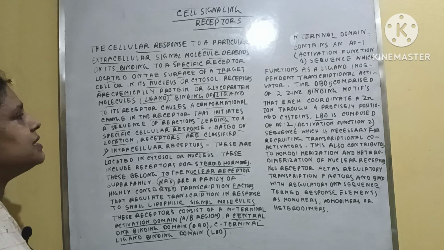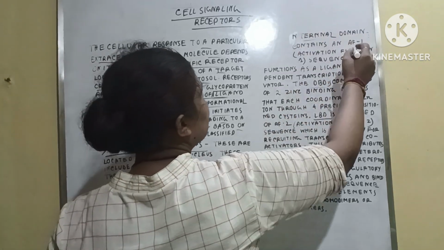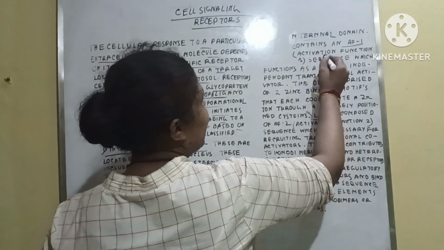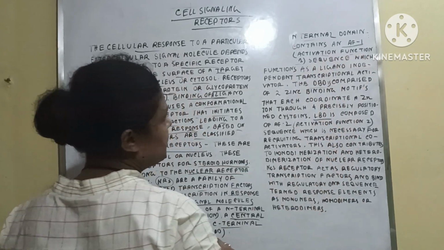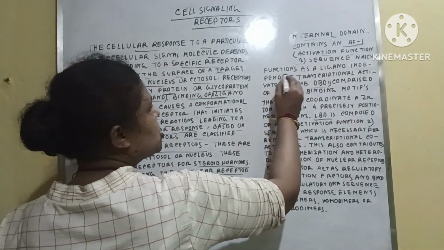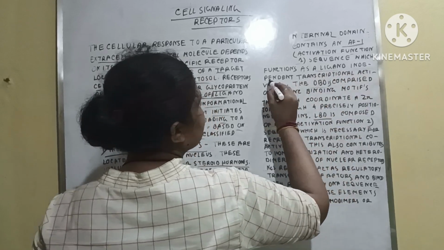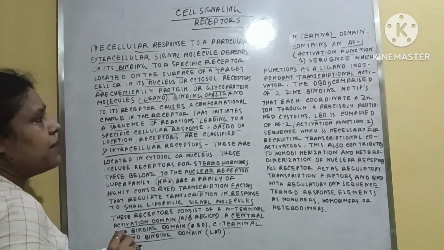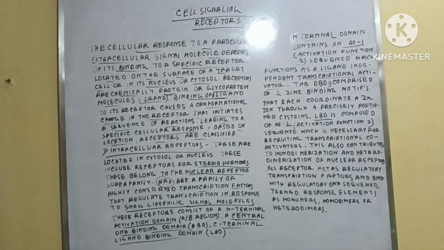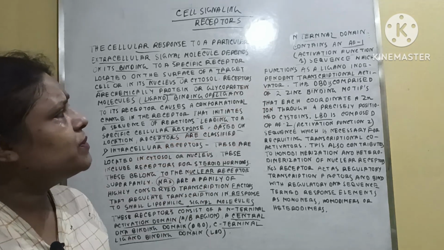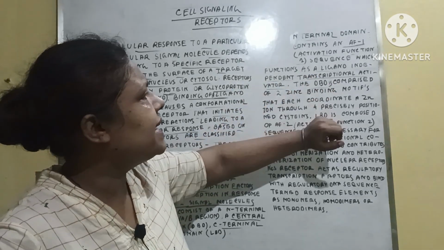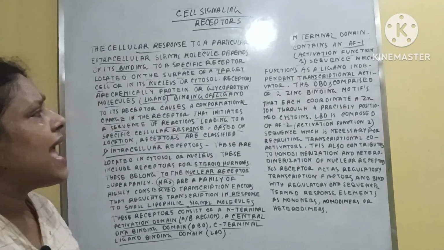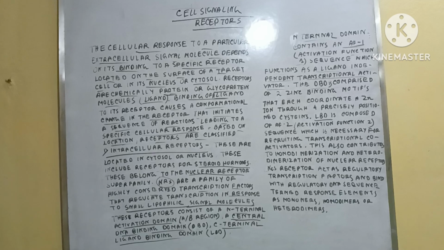Clear? Here the N-terminal domain contains AF1. The full form of AF1 is activation function 1 sequence, and that functions as a ligand independent transcriptional activator. So what's the function of this? This functions as a ligand independent transcriptional activator. It acts as a transcriptional activator.